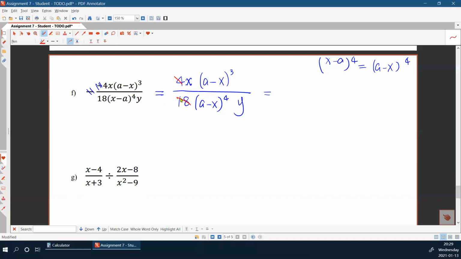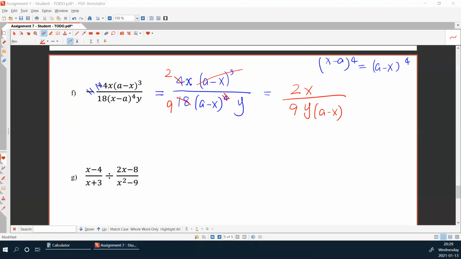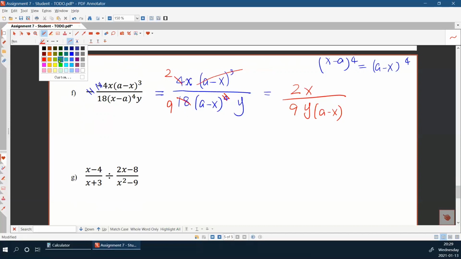This leaves us, we can try to cancel a 2 here, which leaves us a 2 and a 9 here, and cancel a minus x to the 3rd power here, which leaves us 2x over 9y times a minus x, right? Any questions? No? Okay, next one.